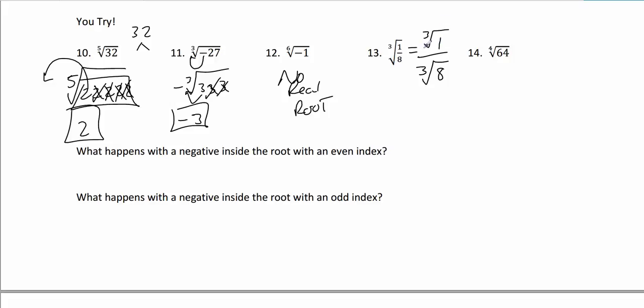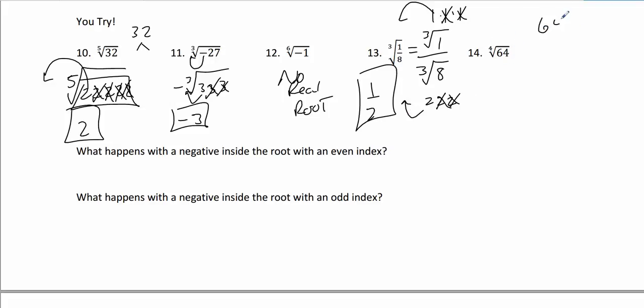So the third root of 1, well, what is 1? 1 is 1 times 1 times 1. So that means one of those pops, and the other 2 get crossed off. What is 8? 8 is 2 times 2 times 2. One of those gets popped, the other 2 get crossed off. So what happens? My answer is just 1/2, okay? 1/2.